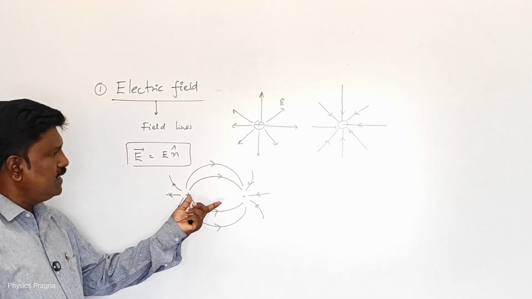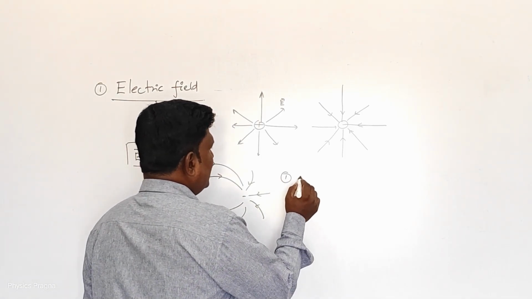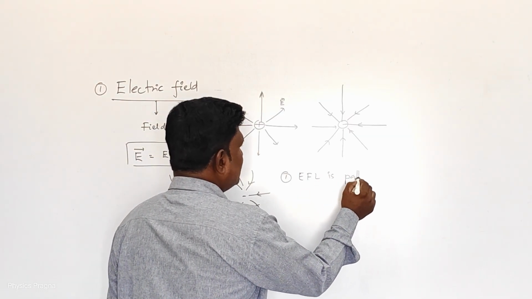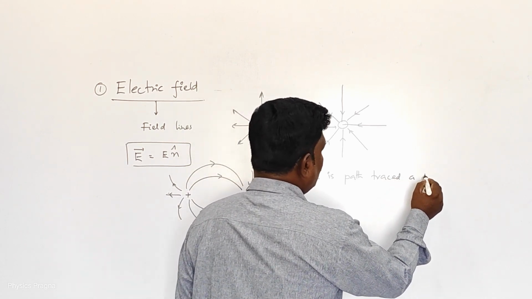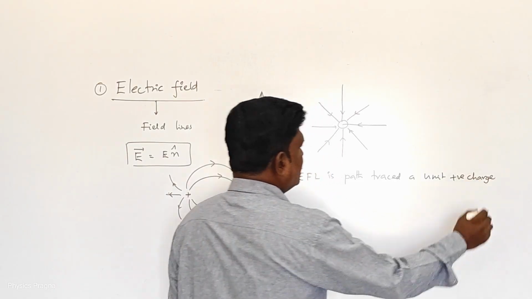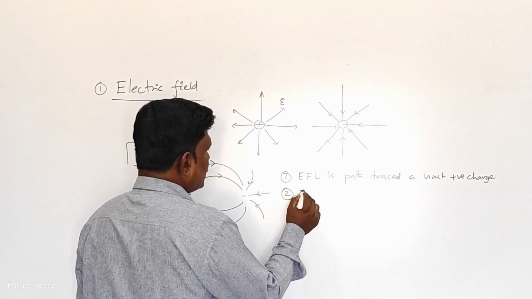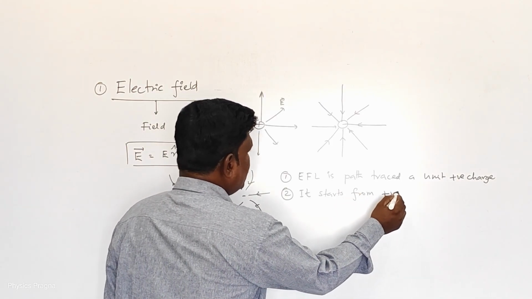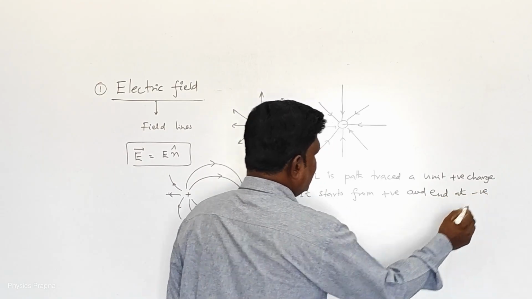Let us see some of the properties of electric field lines. Electric field line is the path traced by a unit positive charge. That is one of the properties. Next property is, it starts from positive and ends at negative.